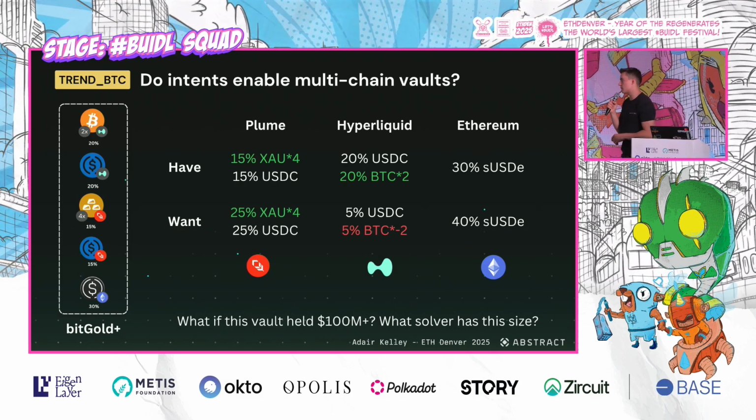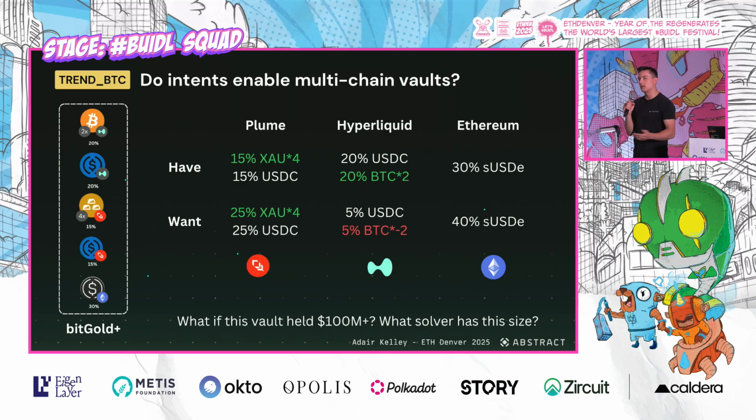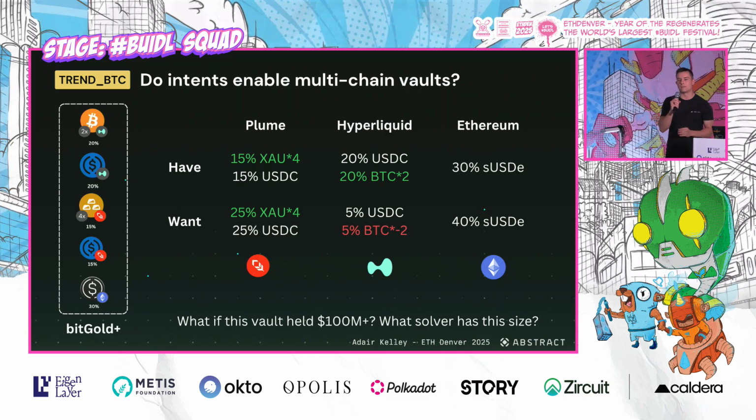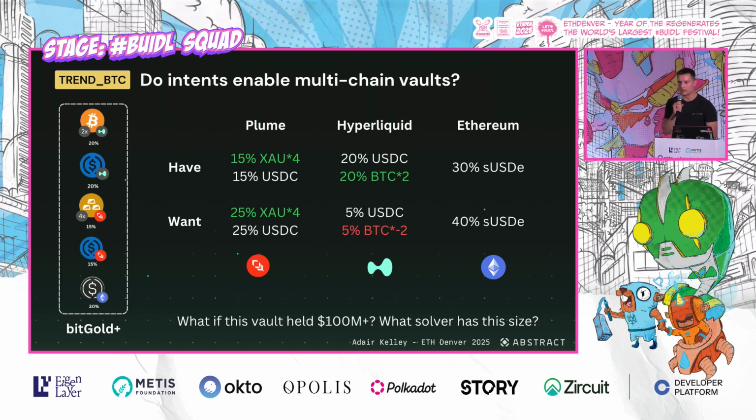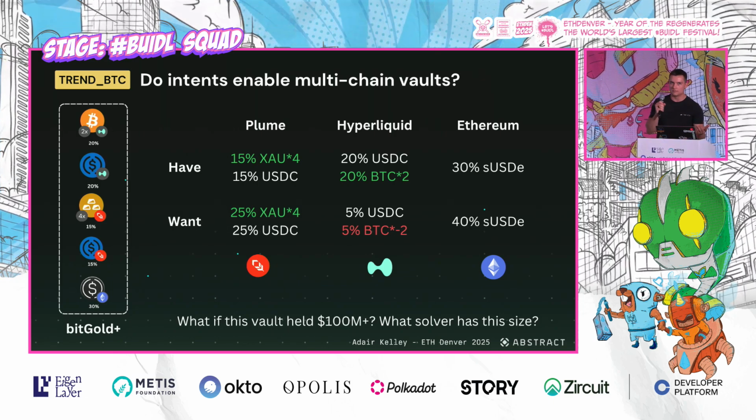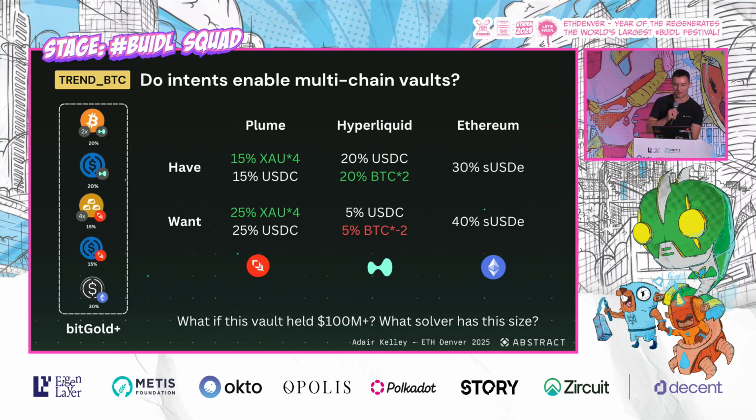But what happens if this vault holds over $100 million, or some arbitrary amount where the solvers aren't able to actually solve for that amount of liquidity? What solver has the size? The answer today is none of them, by the way.